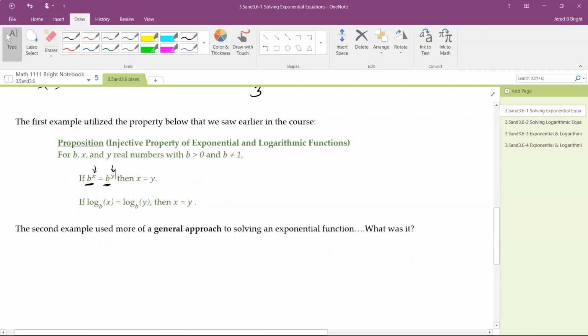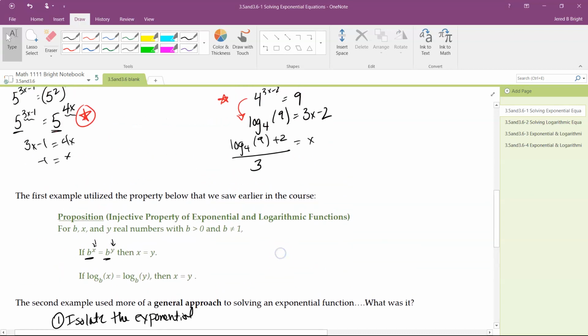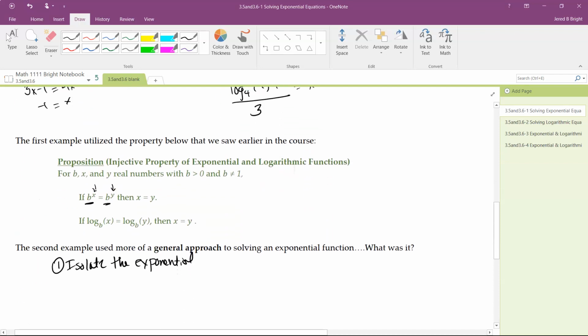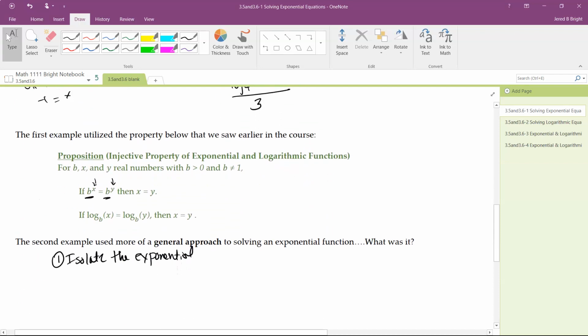When we solve exponential equations, generally what we end up trying to do is first isolate the exponential. That was my very first step of adding 7 to both sides. That was isolating the exponential. And then, I didn't do this in the above example, but we certainly could: we want to take a logarithm of the same base to both sides.